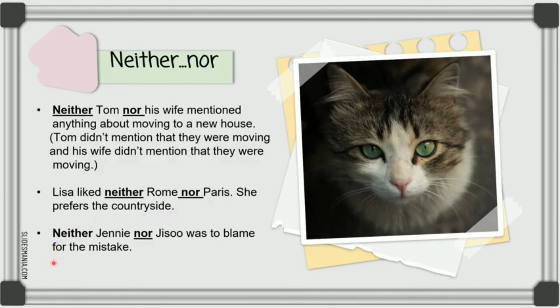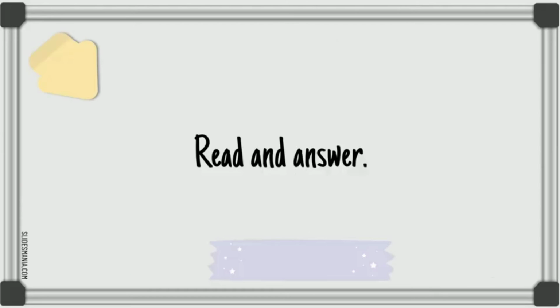And last but not least, neither Jenny nor Jisoo was to blame for the mistake. So here, we also need to use neither nor. We cannot use either or, because if we use either or, then it means that maybe one of them, Jenny or Jisoo, was to blame for the mistake. Now look at the questions and try to answer it on your own.